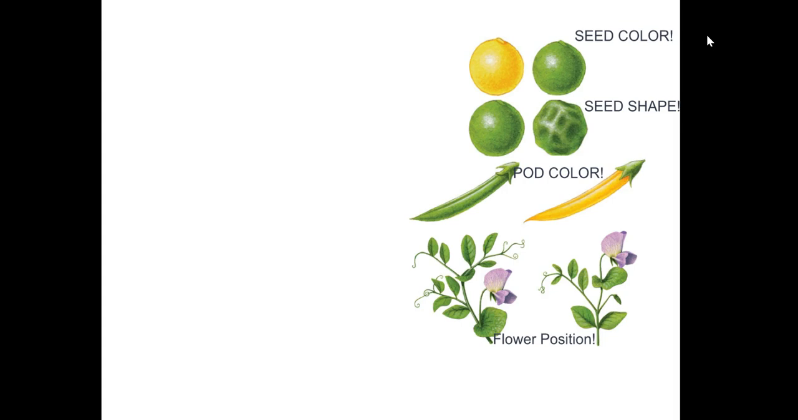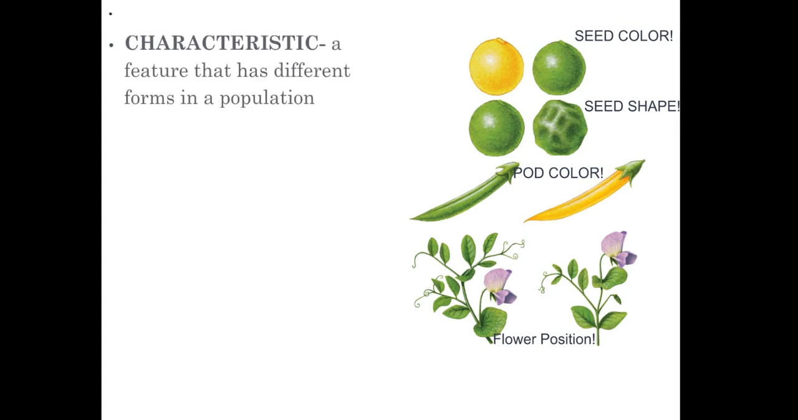Mendel was a very careful and a very diligent scientist. He made sure he studied only one characteristic of the pea pod plants at a time. A characteristic is a feature that has different forms in a population. These different forms we call traits.